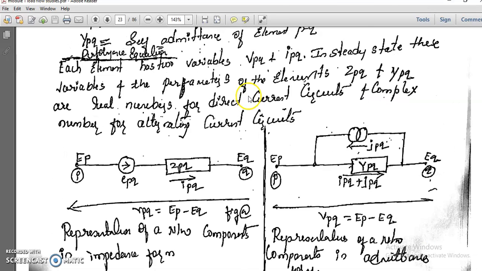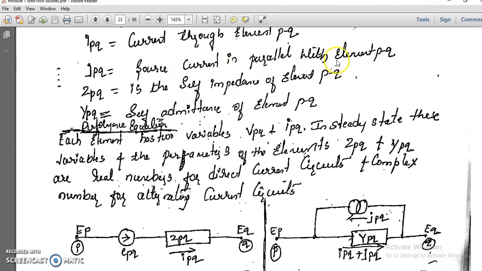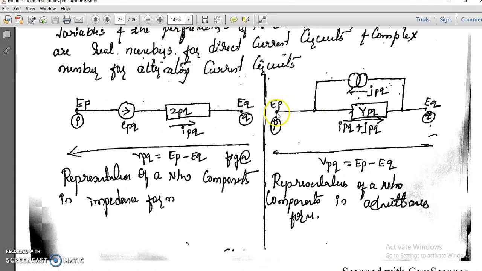Two currents. What is this JPQ? Source current in parallel with the element. And this is the current through element PQ. Current through element PQ is IPQ, and this is the parallel element JPQ. Both you have to add. So now I will be taking in terms of admittance form. So now they have represented the same.